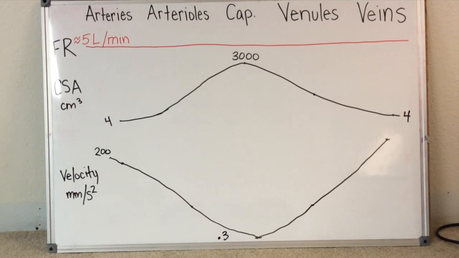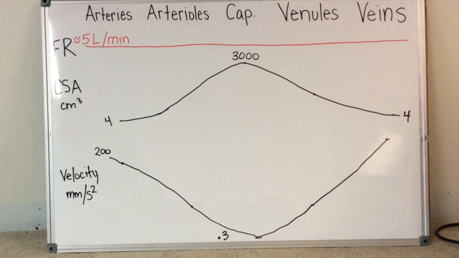What does change, depending on which area of the vascular system you're in, is the cross-sectional area. As you can see from the graph, the arteries have the lowest cross-sectional area, which increases as you move to the arterioles, and then maximizes at the capillaries. It then progressively goes back down the curve through the venules and the veins.